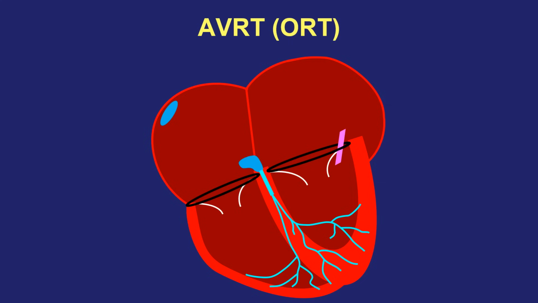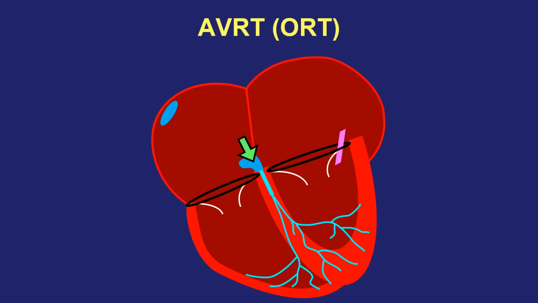The second mechanism to distinguish is AVRT, or atrioventricular reciprocating tachycardia. This circuit goes down the AV node, down the His-Purkinje system, across ventricular tissue, and up an accessory pathway, which is why it is usually also referred to as ORT, or orthodromic reciprocating tachycardia. Orthodromic referring to the fact that the wavefront is going in the forward direction down the AV node, down the His bundle and Purkinje system.